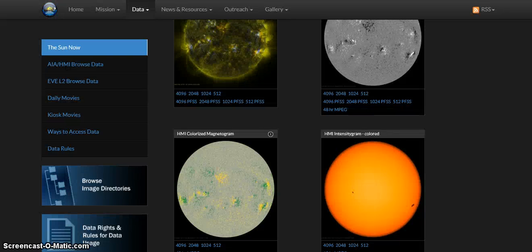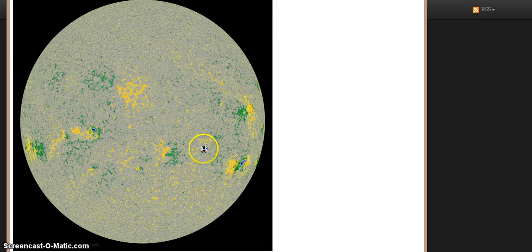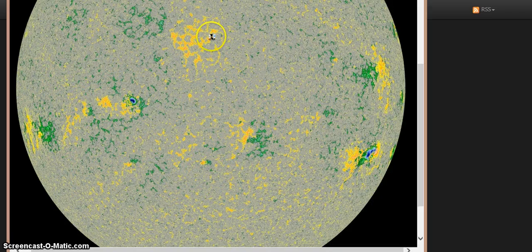Here I'm on the NASA website. You'll see the HMI colorized magnetogram picture. I'm going to go ahead and pull that up real quick for you. Alright, on this picture you will see electrolytic cells. There's positive, there's a negative, positive, negative, positive, negative. The energy of these cells is released as solar flares or coronal mass ejections if these are to short circuit. Basically, what you're looking at here are battery cells.